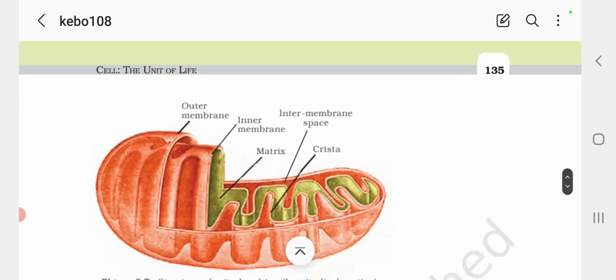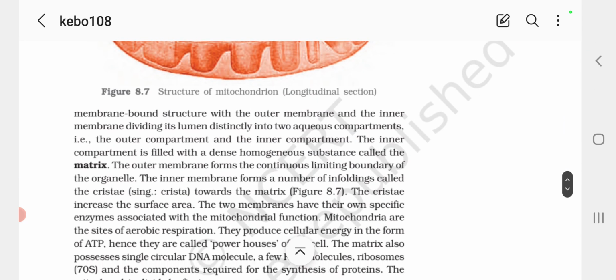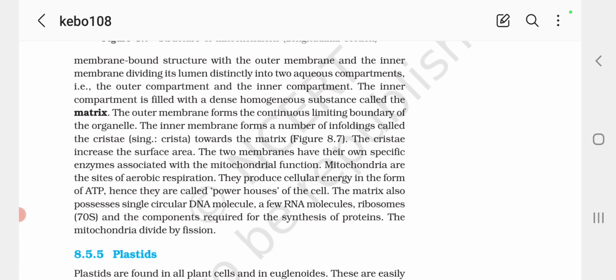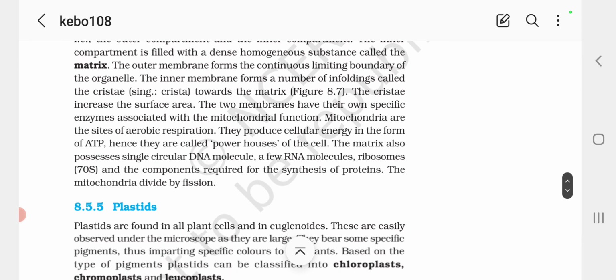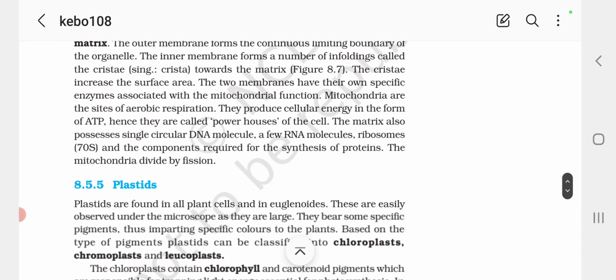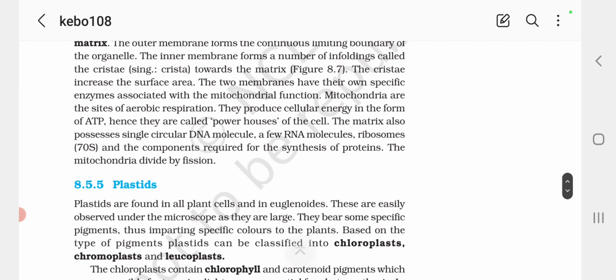Each mitochondrion is a double membrane-bound structure with the outer membrane and the inner membrane dividing its lumen distinctly into two aqueous compartments, that is, the outer compartment and the inner compartment. The inner compartment is filled with a dense homogeneous substance called matrix. The outer membrane forms the continuous limiting boundary of the organelle. The inner membrane forms a number of enfoldings called the cristae, singular crista, towards the matrix. The cristae increase the surface area.